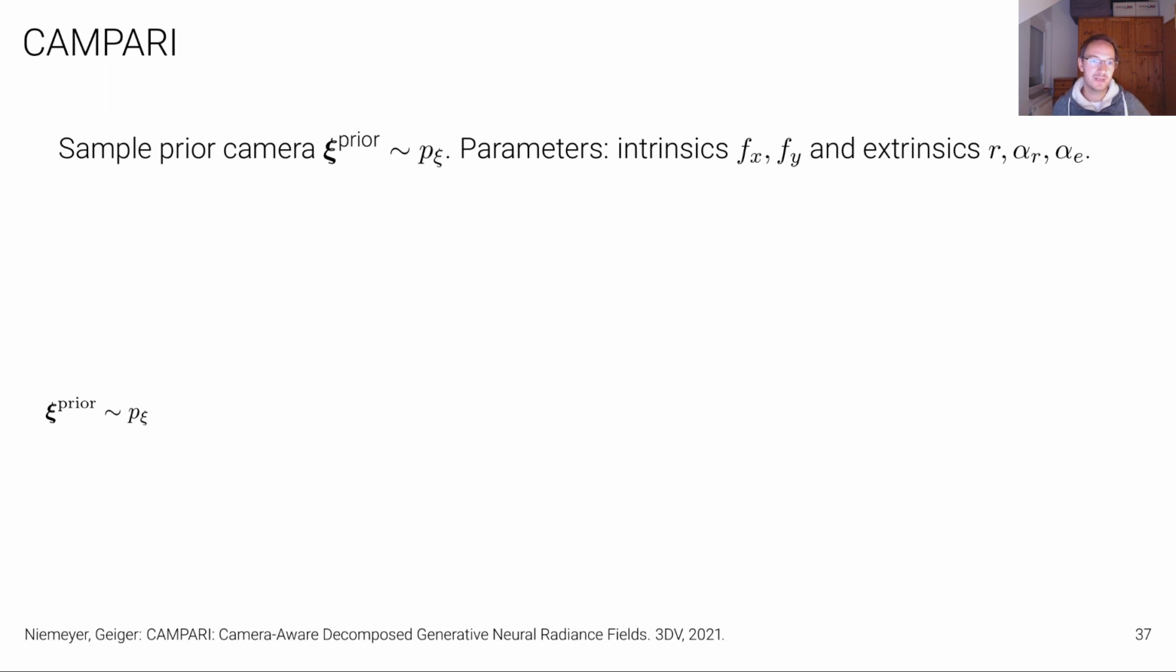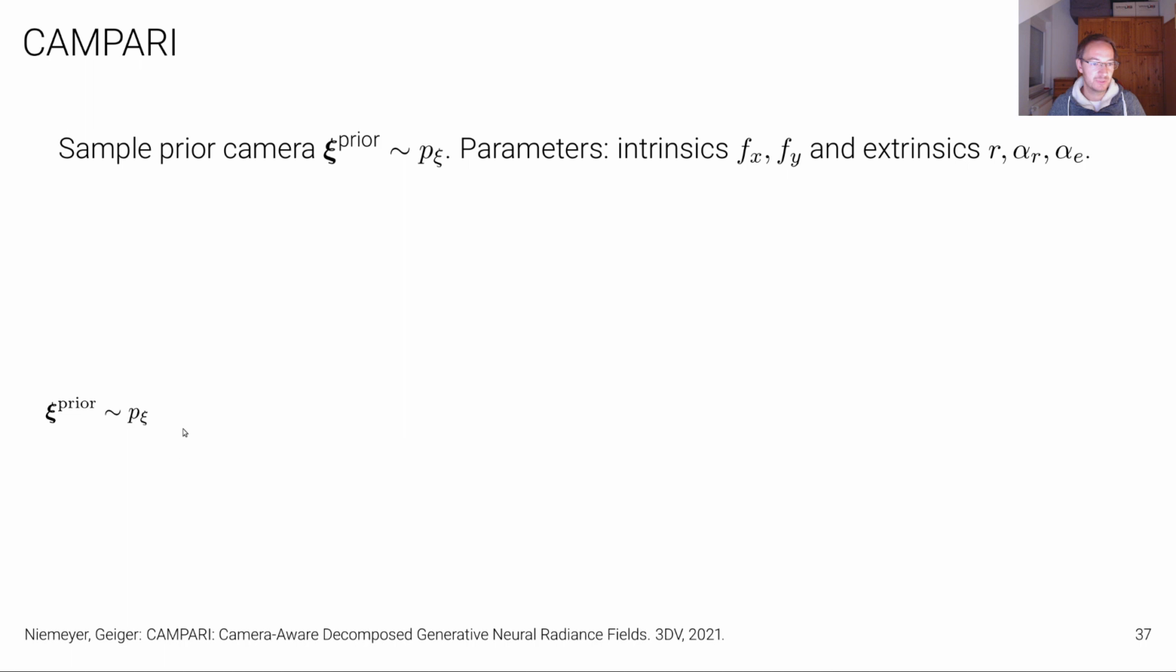We first sample a prior camera from some camera prior distribution, and the parameters that we sample here include the intrinsics of the camera and the extrinsics. In particular, we parameterize the intrinsics by the focal length and the extrinsics by putting the camera on a sphere, looking inwards at the center of the sphere, and we're parameterizing the camera then by the radius of the sphere and the elevation and the azimuth angle.